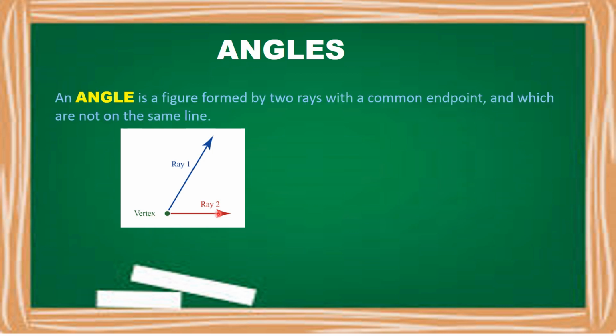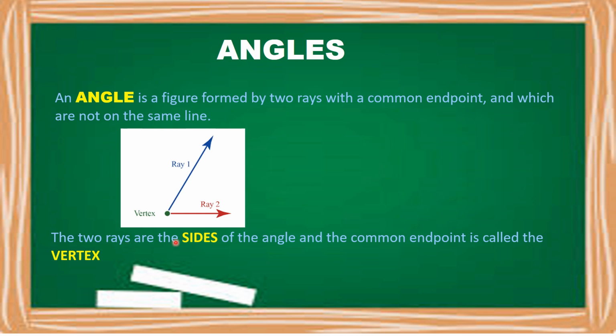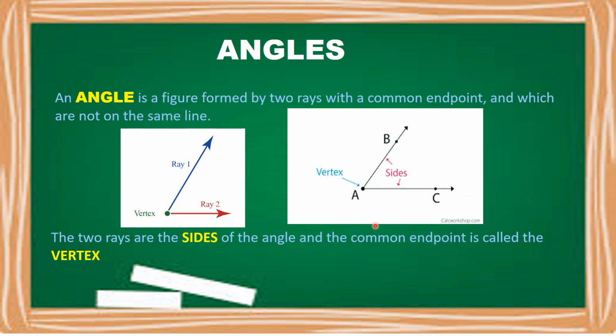An angle is a figure formed by two rays with a common endpoint and which are not in the same line. The two rays are the sides of the angle, and the common endpoint is called the vertex of an angle. So in this figure, an angle has two sides, namely ray AB and ray AC. Then, the vertex is point A.